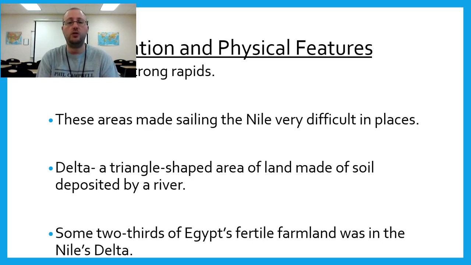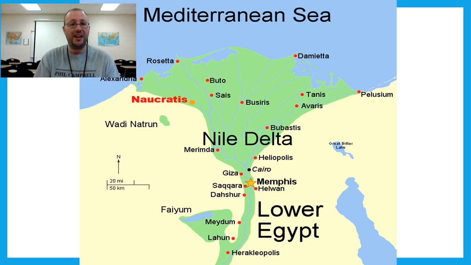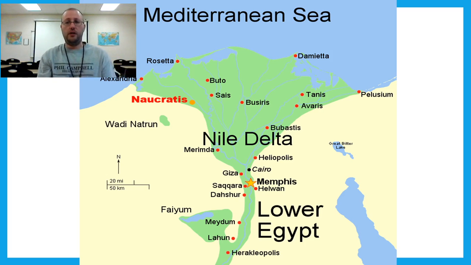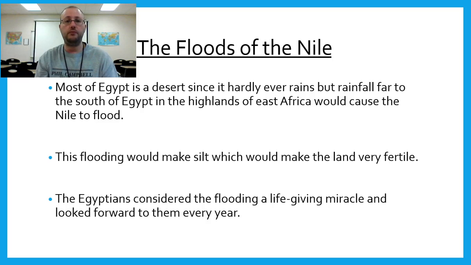A delta is a triangle-shaped area of land made of soil deposited by a river, and some 2/3 of Egypt's farmland was in the Nile Delta. This area has very fertile soil deposited by the river, and this is going to be like silt, what we talked about in Mesopotamia. So this shows you a map here, and this is the Nile Delta, this little triangle area here that is green right next to the Mediterranean Sea.